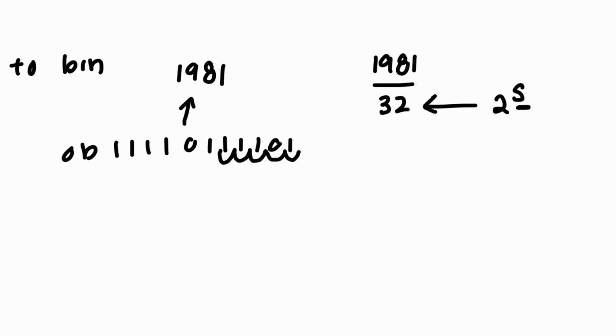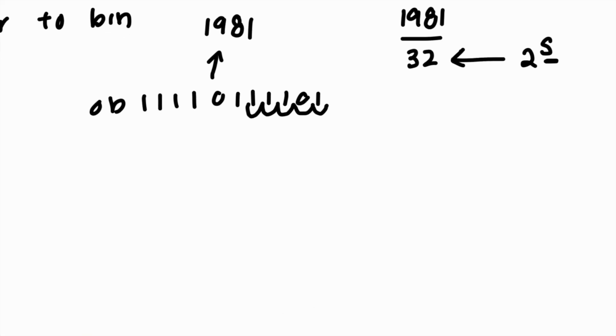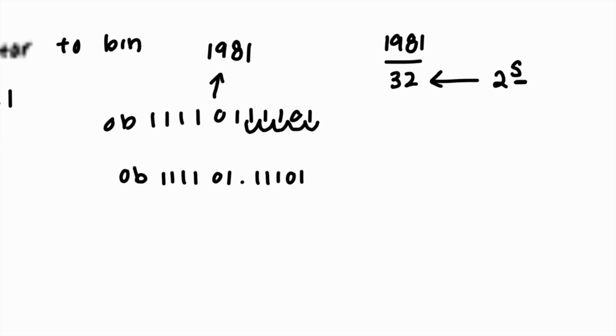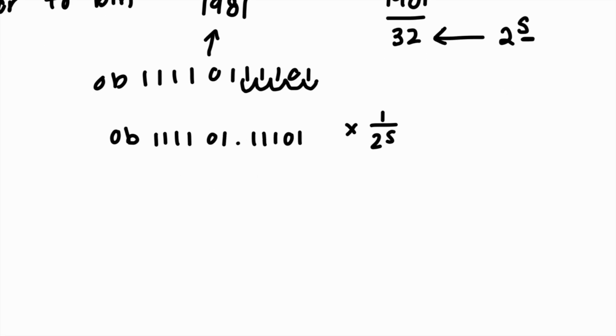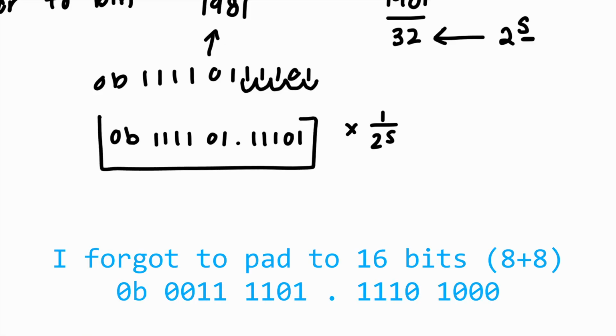Each time we move our decimal point to the left, we are actually dividing our number by 2. So then our final answer becomes 111101.11101. In this case, what we did is we just multiplied our value by 1 over 2 to the 5 by shifting the decimal point left 5 times. So now our final value will be 0b 111101.11101.